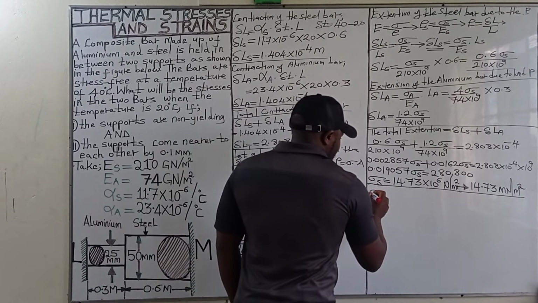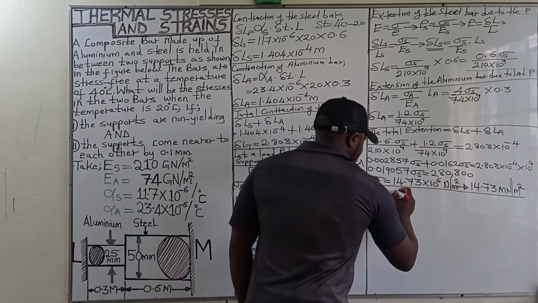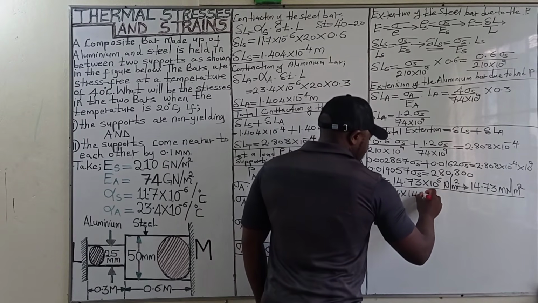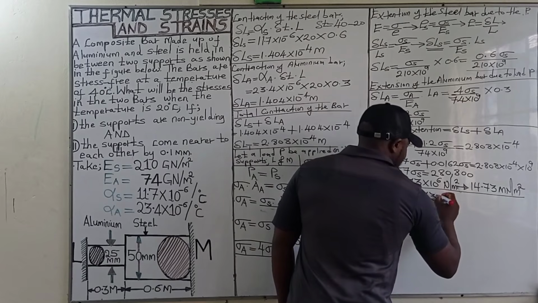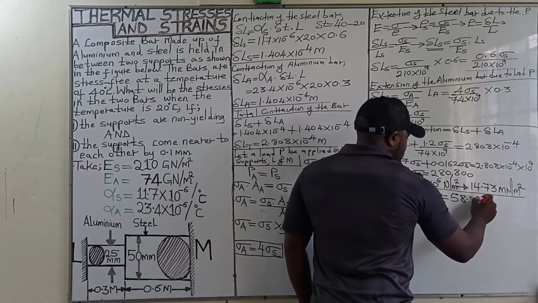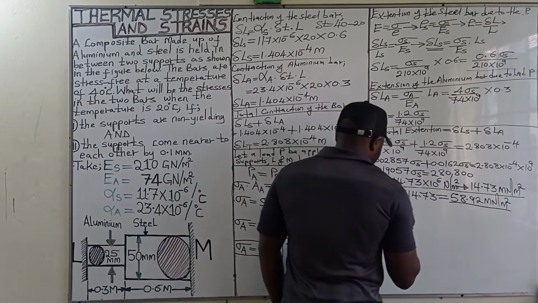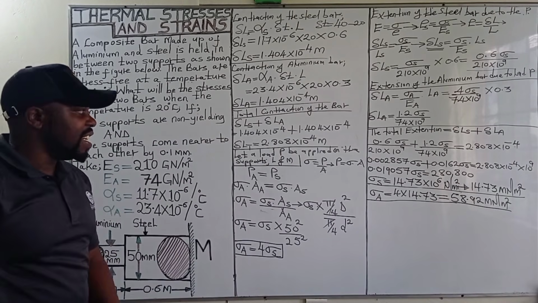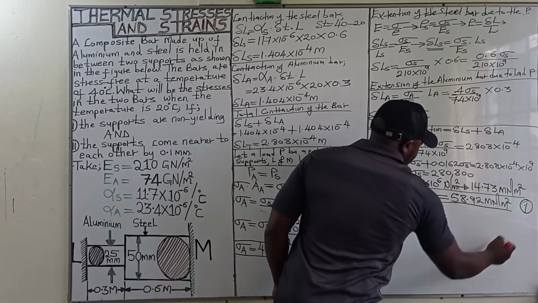Then the stress in aluminium, we have it here as 4 times stress in steel. So that is going to be 4 times 14.73 meganewtons per square meter. So when we do that, we are going to get a stress of 58.92 meganewtons per square meter. So that is the stress in aluminium bar when the supports are non-yielding. So we have answered part 1 of the question.